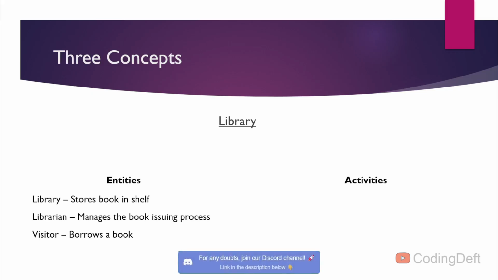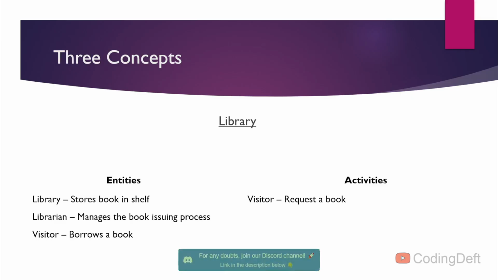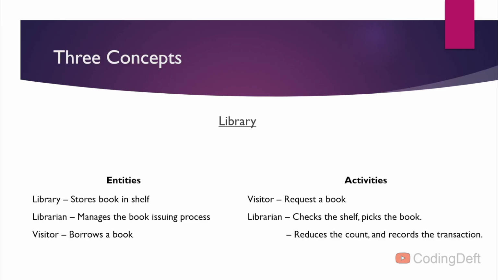Let us say you are the visitor. You scan a QR code at the library's entrance and request a book. Let us say The Great Gatsby. You don't fetch it yourself, instead, your request goes to the librarian. The librarian checks the shelf, picks the book, reduces the count, and records the transaction. Then you get the book and leave.